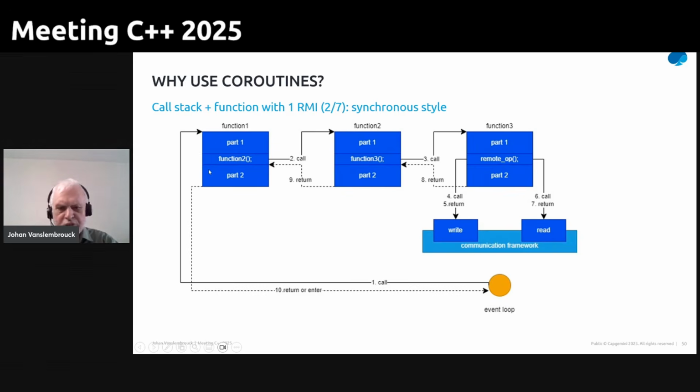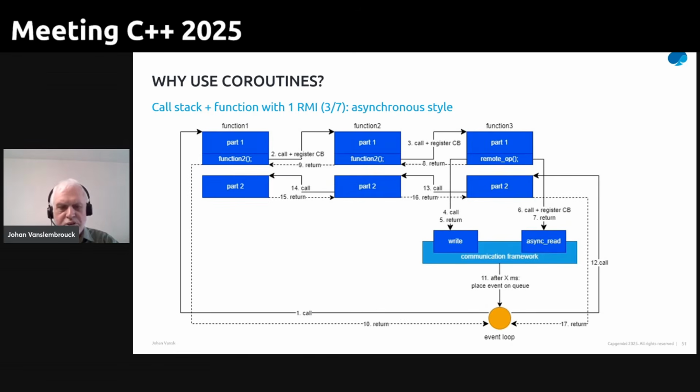If we put this in code, I have three functions where function 1 calls function 2, which calls function 3. Function 3 is going to do a remote operation here with a write and a read. And again, if the write and the read take some time, function 1 is going to block, in fact, the rest of the application because it can't return to the event loop. And maybe function 1 doesn't see that at the lowest level, you have a blocking write and a blocking read.